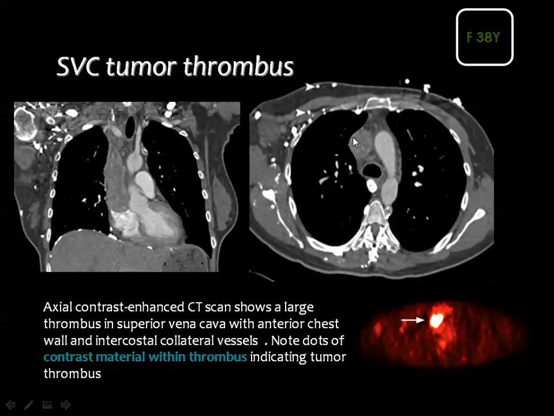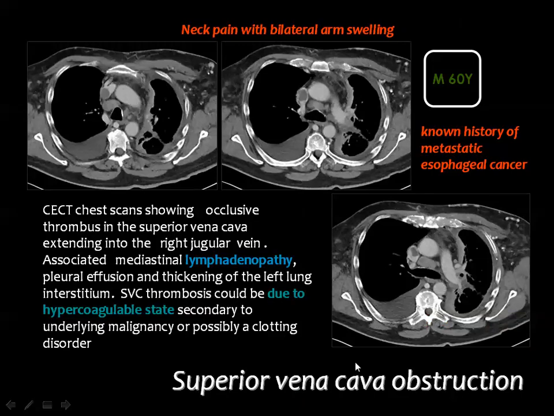You see that the superior vena cava is enlarged, and you can appreciate contrast enhancement within the mass occupying the superior vena cava, and you can appreciate the dilated veins secondary to superior vena caval obstruction. And this is a case known to have metastatic esophageal cancer with a filling defect within the superior vena cava denoting thrombosis extending into the right internal jugular vein. And you can see this mediastinal metastatic lymph nodes and also the presence of pleural effusion.